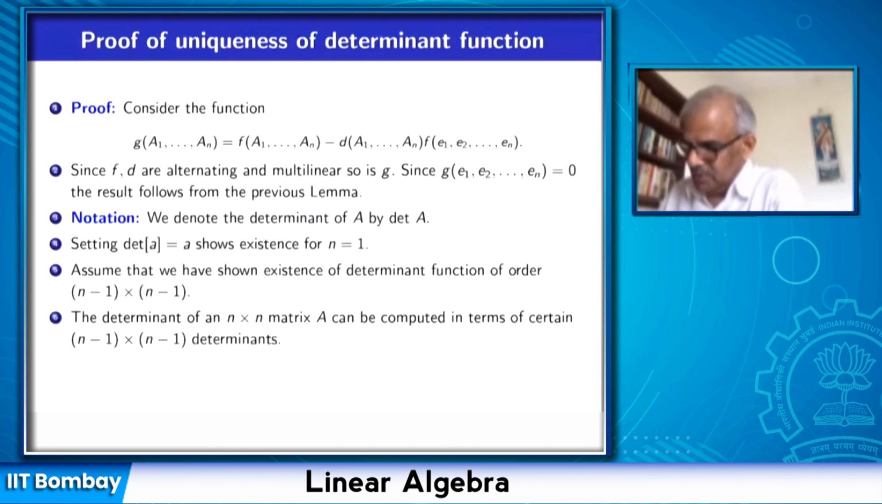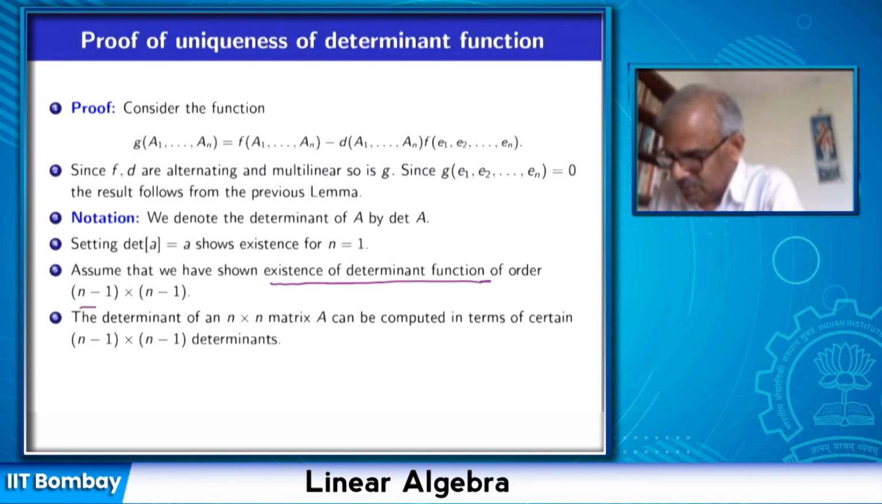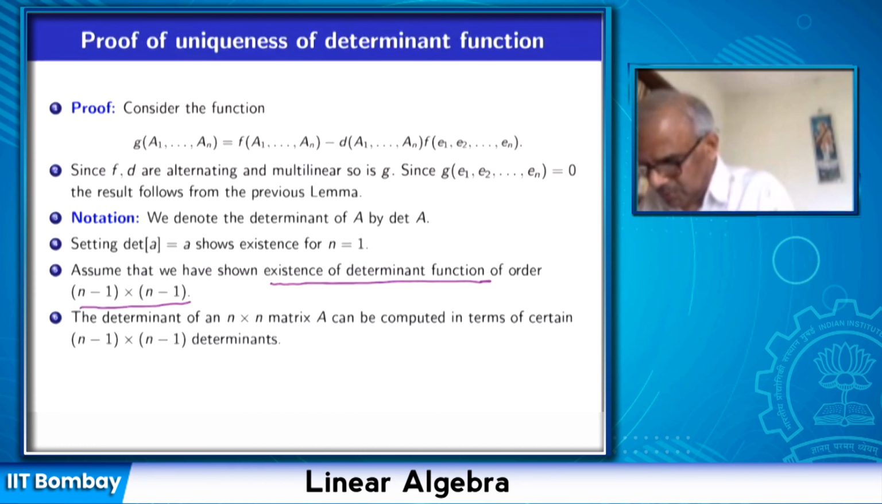So we can assume existence of the determinant function of order n minus 1 by n minus 1. That is, we know the determinant function on 1 by 1 matrices and 2 by 2 matrices, and you can calculate on 3 by 3 also. So assuming that we know the determinant of n minus 1 by n minus 1 or lower size matrices, by induction, we know that it is uniquely determined.